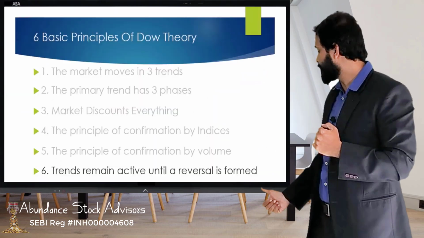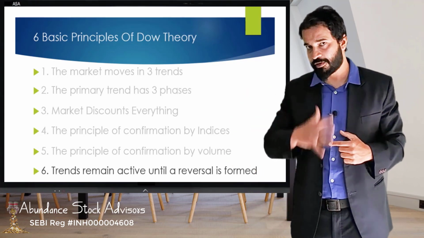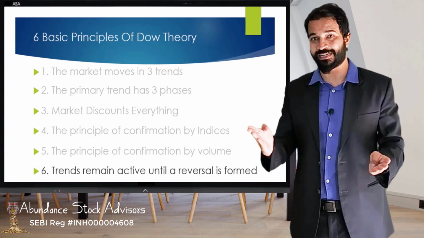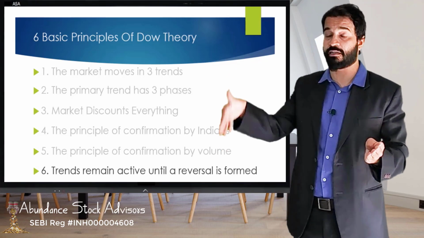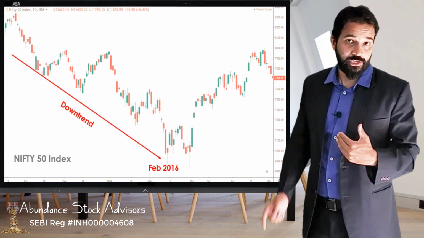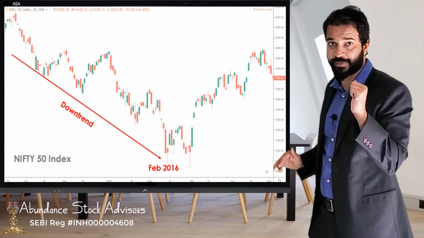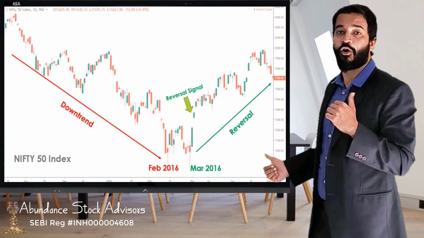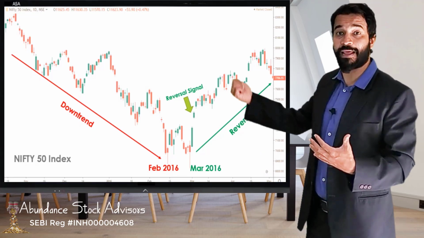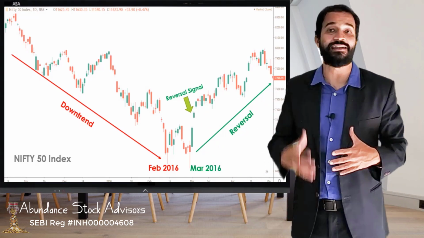And now, the last and the sixth principle of Dow theory. Trends remain active until a clear signal of reversal is formed. As per this principle of the Dow theory, the trend continues to persist until a clear and strong sign of reversal is observed. Let's see this Nifty chart between October 2015 and February 2016. Here Nifty has a primary trend of a downtrend with lower high, lower low formations till February 2016. But the primary trend changed and the formation of lower high, lower low stopped from March 2016 and confirmed a reversal in the primary trend. This point teaches us that the trend reversal can come anytime and we should have well-defined entry and exit points.